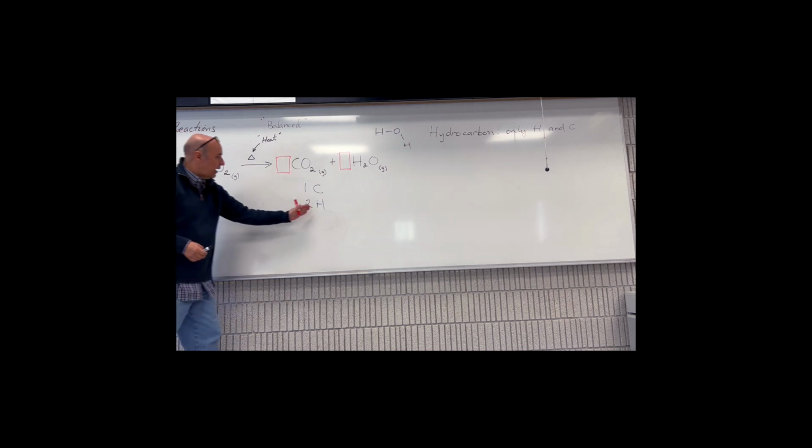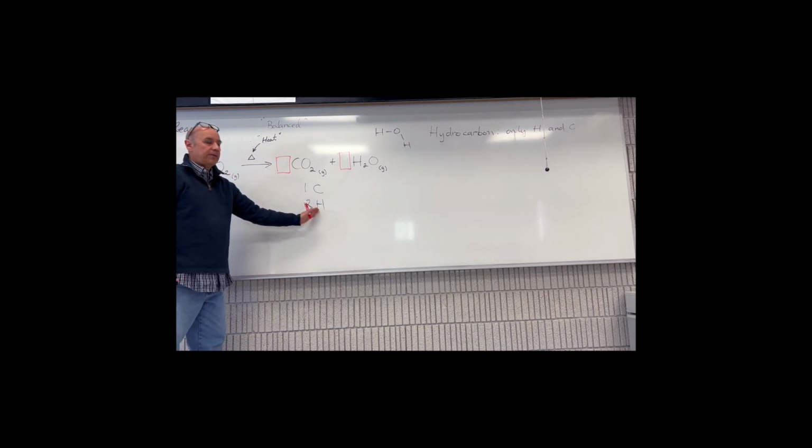It was 1 carbon, 4 hydrogens. In one of these guys, there's 1 carbon, 4 hydrogens. The goal right now is to make sure that we have somehow 4 hydrogens on this side and 4 hydrogens on that side. That's what we're trying to achieve. Now, there's a way of doing that.